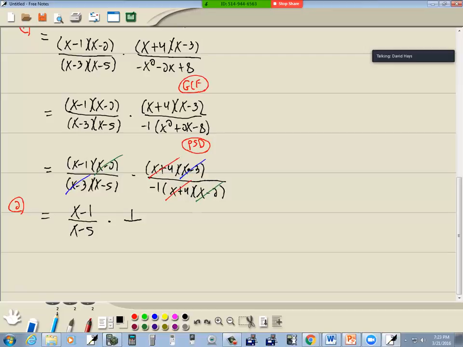If everything disappears, we're left with a 1 there. So we're left with, on the bottom, negative 1, I guess it is. Okay.